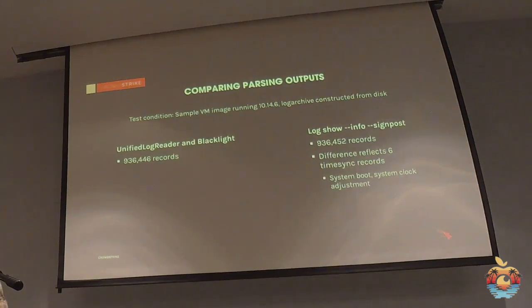And when we went to log show, the closest recreation was to do the info and signpost commands. In that case, we only got 6 additional records, which were just time sync entries. This was system boot, so some system clock adjustments. Because we use the VMs to suspend it and do all these strange things with it, system clock adjustments are pretty frequent, actually. But generally, we're seeing the same amount of data between these different methods. And really, the critical data we need for incident response is all there.